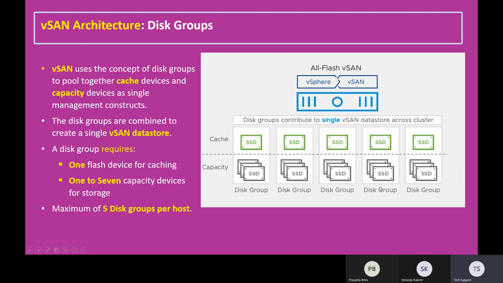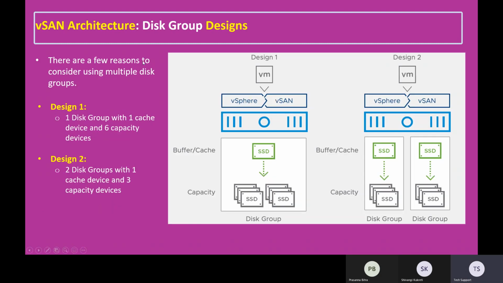Okay, so now we're going to observe the disk group considerations. Suppose I have one SSD and, instead of 3 capacity drives, I have 10 capacity drives. How can we break it into multiple disk groups? That is considered as disk group design. We'll observe the disk group designs now. So, vSAN architecture: disk group designs. In this diagram, I'm trying to explain two designs, design 1 and design 2.